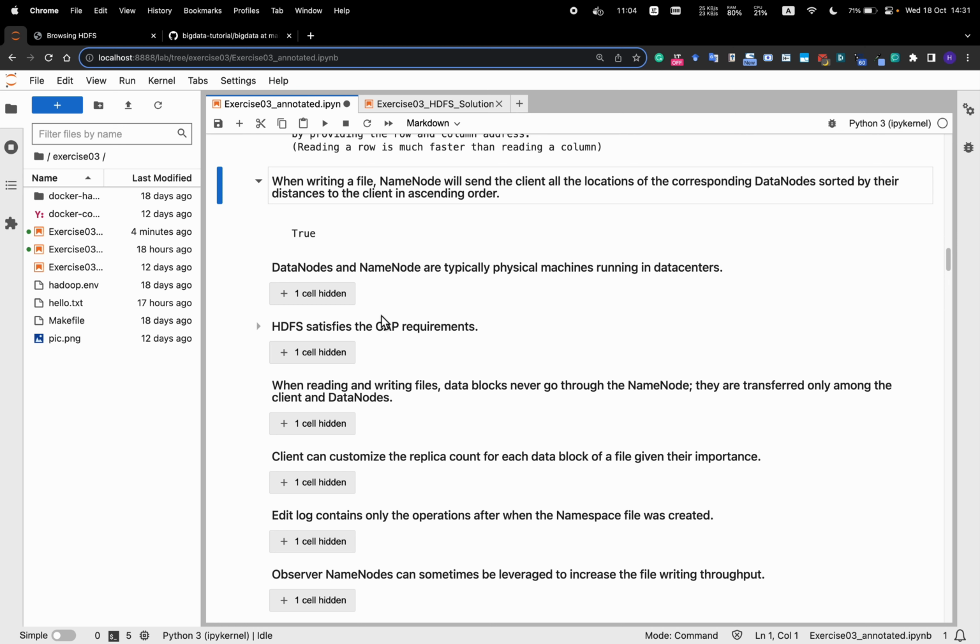Next up, data nodes and name node are typically physical machines running in a data center.